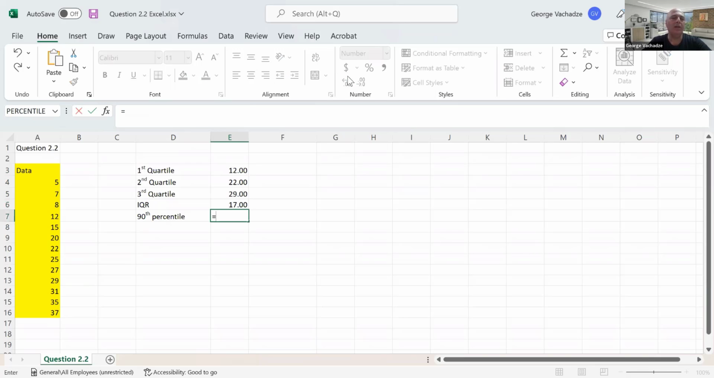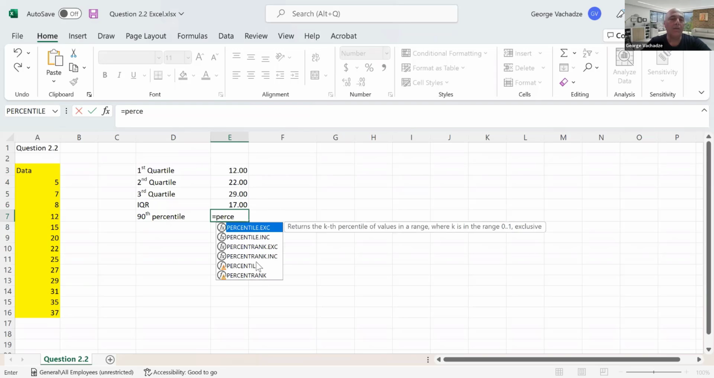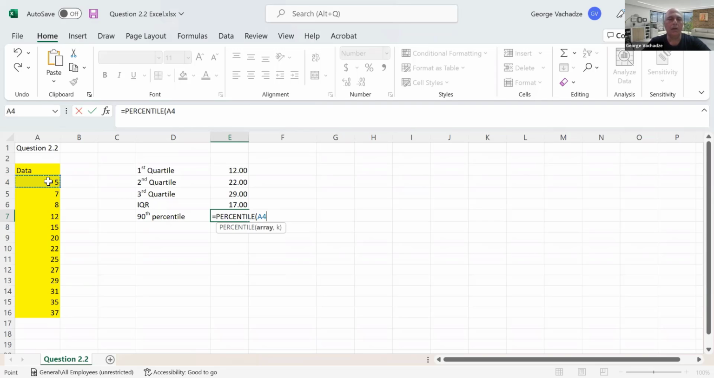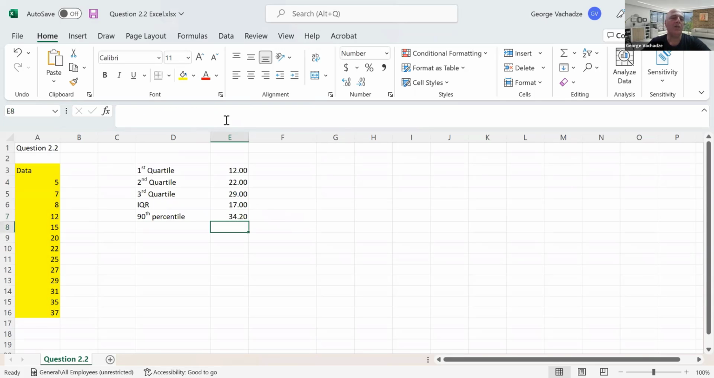And to find the 90th percentile, I use the following Excel command: PERCENTILE. Again, there are a few options here. I will just rely on the traditional Excel function PERCENTILE, select the data, and indicate which percentile I'm looking for. I'm looking for the 90th percentile, so I put 0.90. This number must be between 0 and 1. If you type 0, it gives the lowest value. If you type 1, it gives the highest value. So we are looking for the 90th percentile, and the answer is 34.20.